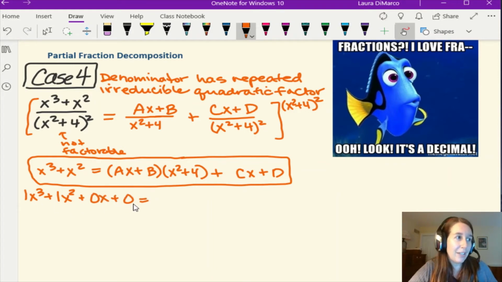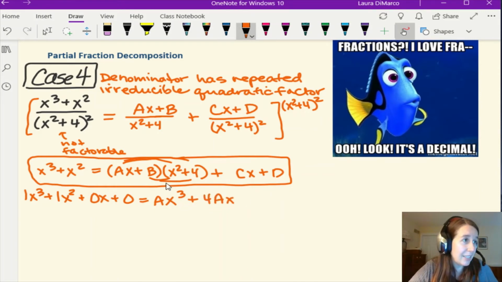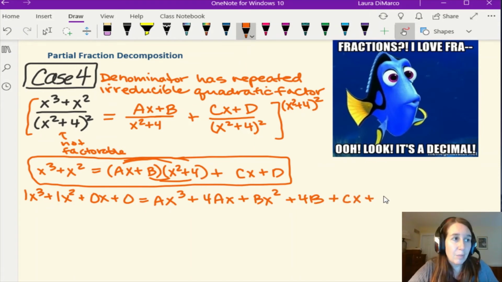Okay, so I'm putting these over here so we can see what the equations will be equal to for the coefficients. Now on this side, I have to FOIL this. So that's fine, just FOIL it out. So we get Ax cubed, and then we get plus 4Ax, and then Bx squared plus 4B. Okay, that's just the FOIL of the first 4 terms there. And then this is just plus Cx plus D.